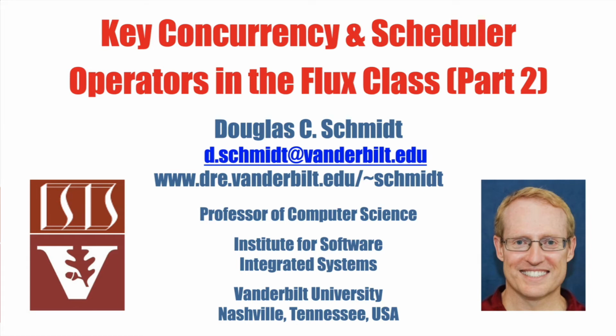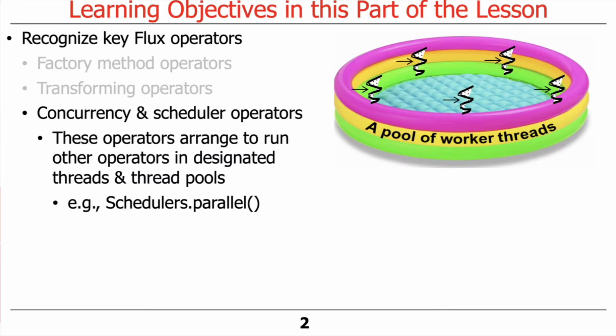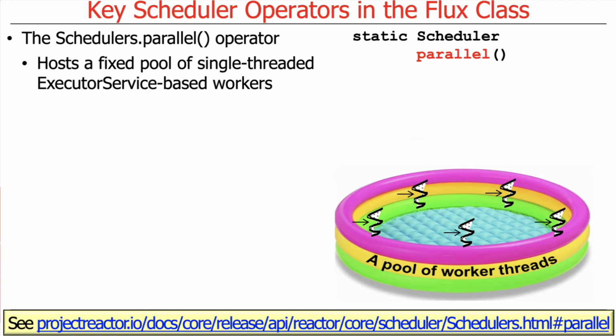So we're now going to talk about other concurrency and scheduler operators that are either in the Flux class or used in conjunction with the Flux class. And in particular, we're going to talk about the Schedulers.parallel operator, which is designed to run computations in a parallel thread pool. We saw an example of that just a moment ago when we were taking a look at the flatMap concurrency idiom. Now we're going to talk about it in more detail.